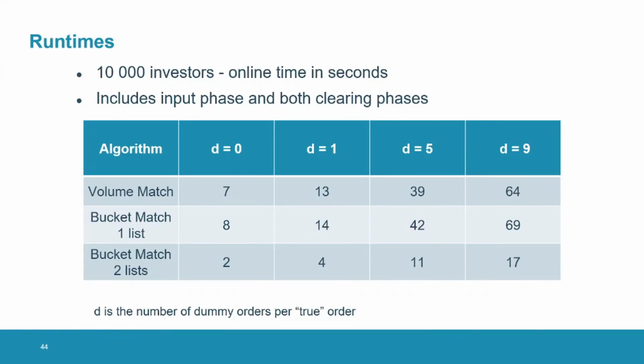Then we also have some runtimes for 10,000 investors. I just wanted to note that here, if we consider the volume match algorithm, since we will usually have very few dummies, we will be matching the orders from 10,000 investors in around 10 seconds.